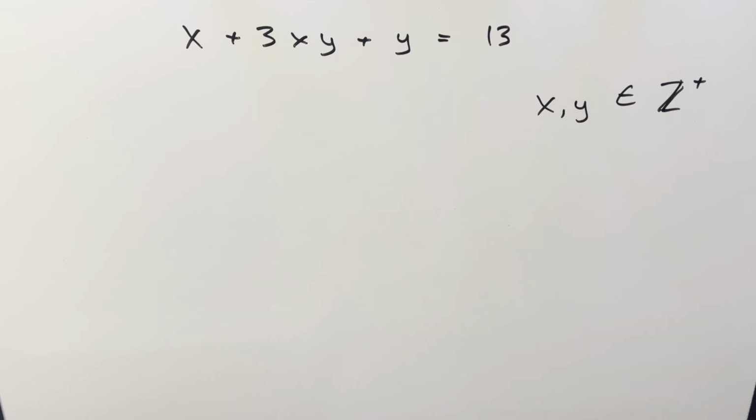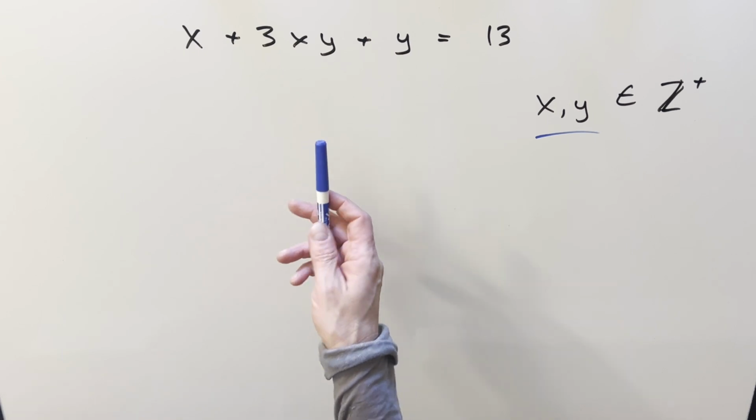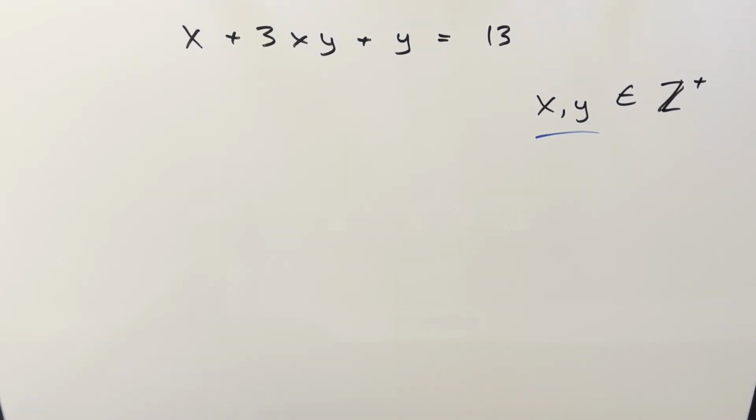Okay, we're going to take a quick algebra problem. We've got x plus 3xy plus y equals 13. And we need to solve this when x and y are just members of the positive integers. Now, one way you could do it is you could probably just guess and check the answer. And that's probably not too bad, but I want to do it systematically to try to cover some different scenarios.